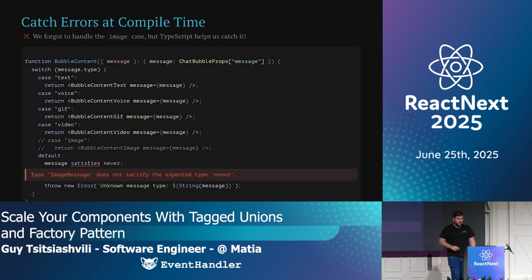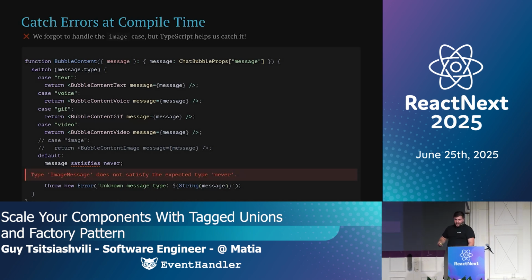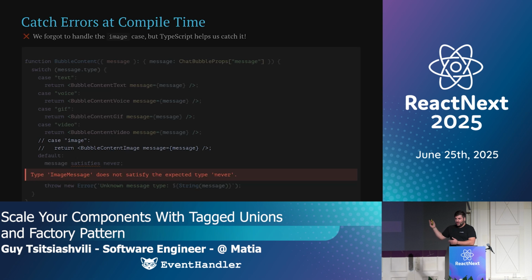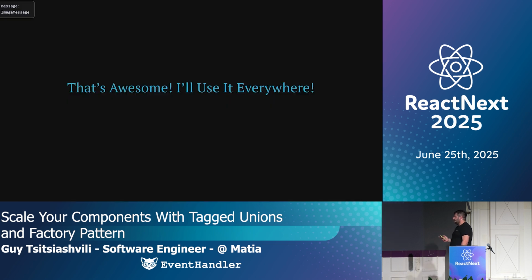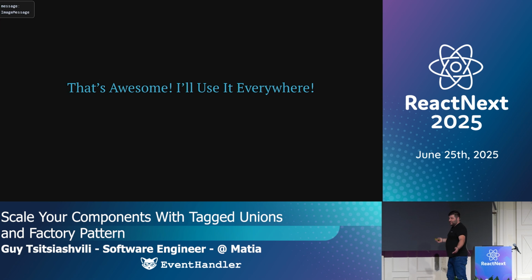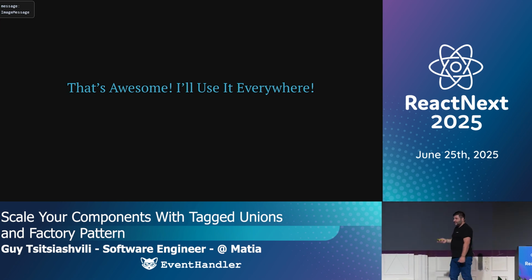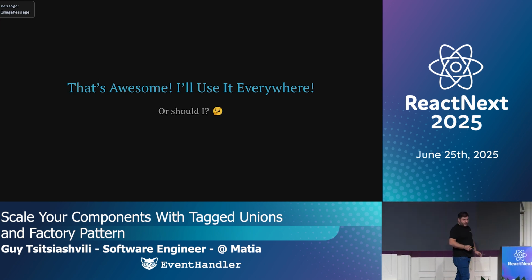And it's really helpful because now, when we add a new variant or forget to, for example, we forget to handle the image case, we'll get this beautiful error here that message is of type image message and it doesn't satisfy never. Cool, that's awesome. I'll use it everywhere, right? Cool pattern, but maybe not so fast.